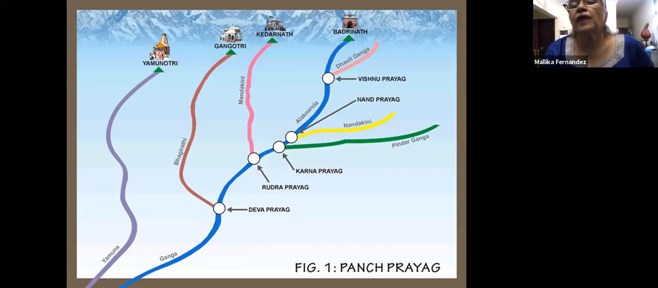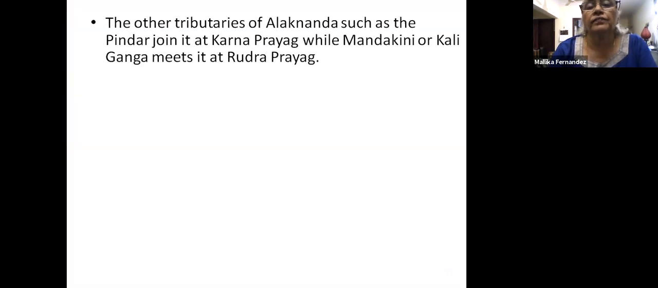Then the Dauli Ganga meeting with the Alaknanda, that is Vishnu Prayag, okay, where the Nandakini meets them, it's known as Nand Prayag. So the various prayags. Sometimes they'll give you the map, mark there 1, 2, 3, 4, and you need to know the various prayags. So the various prayags here are Vishnu, Nand, Karna, Rudra, and Deva Prayag. Okay, before it finally goes into the plains through Haridwar, right?